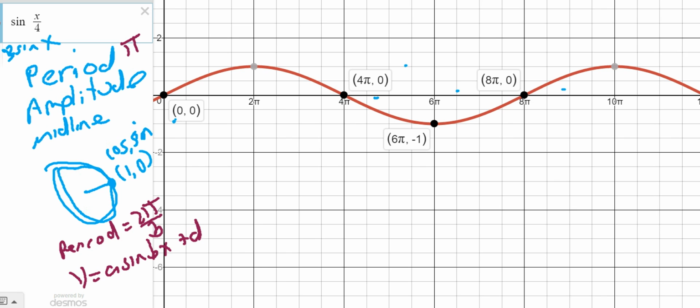So since now that it is 8 pi, this 4 has made our thing go to 8 because it's 2 pi over b. b is 1/4. We multiply by the reciprocal, so b equals 1/4. So 2 divided by 1/4. Keep change flip. 2 times 4. 2 times 4 is 8, and 8 pi is our period.